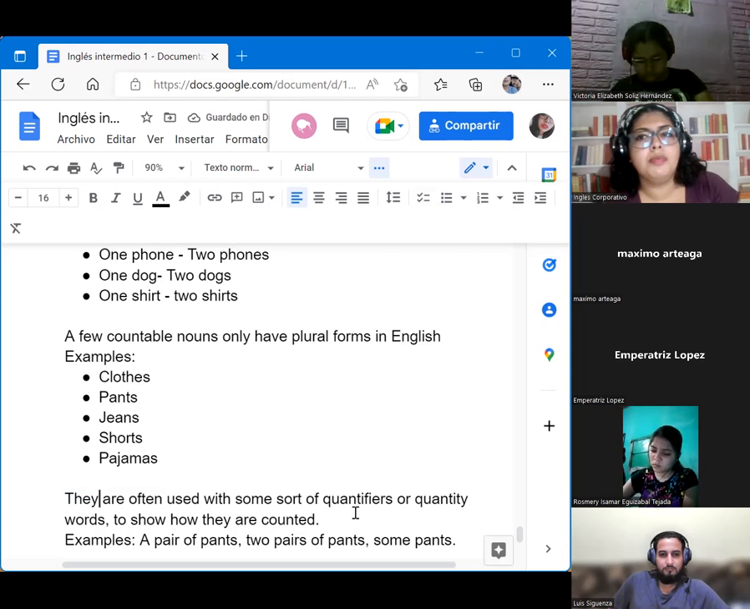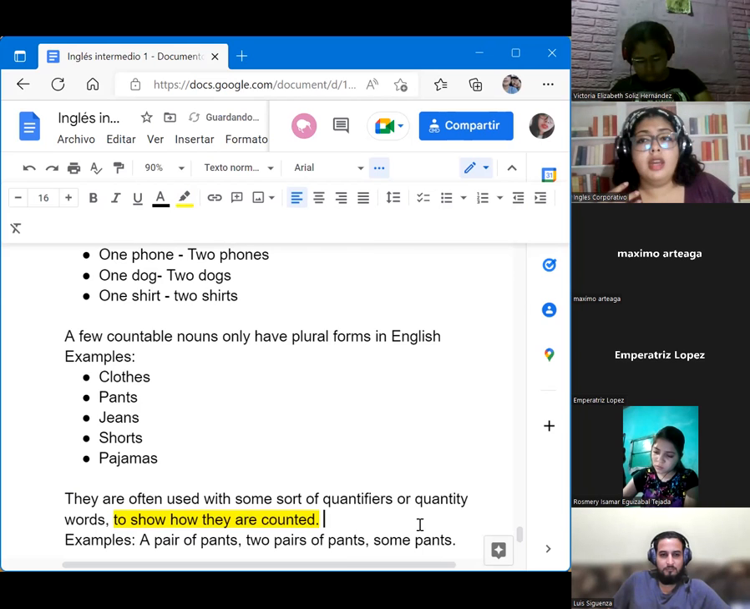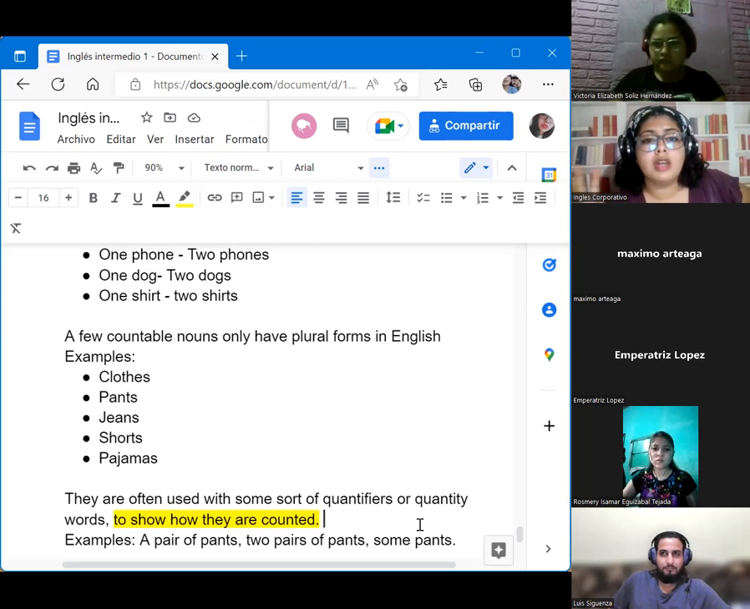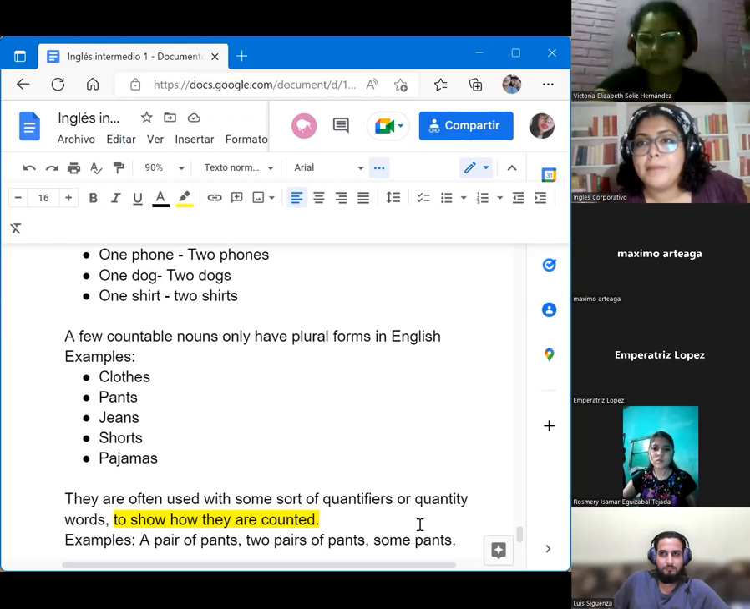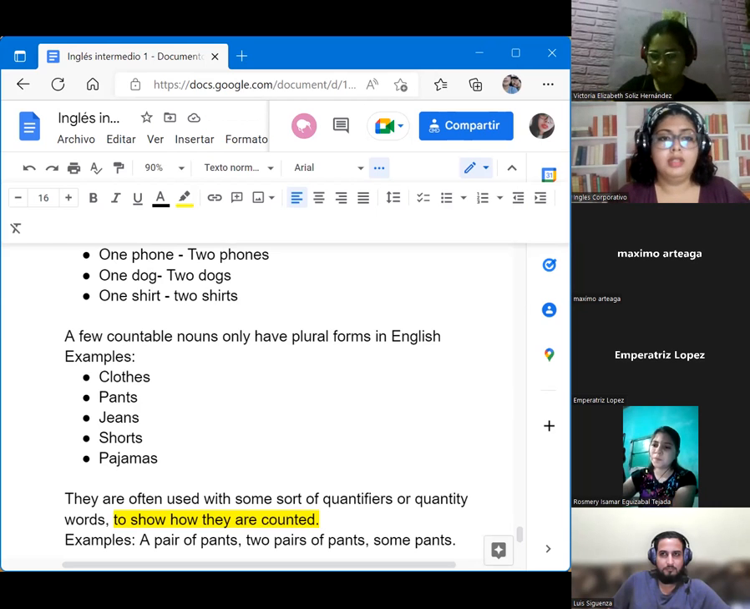So in this case, the important phrase is this one, to show how they are counted. Esto nos muestra cómo están siendo contadas estas cosas. Algunos, muchos, pocos, unos cuantos, pares, or something like that, as in the example, a pair of pens, two pairs of pens, or some pens. So in that case, the quantifier or quantity words help us to understand how they are counted. So it's going to help us to understand that part.